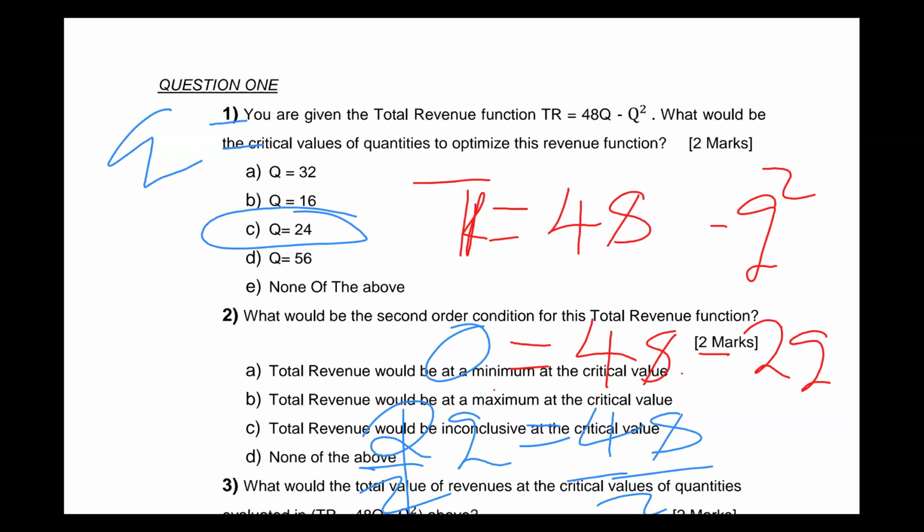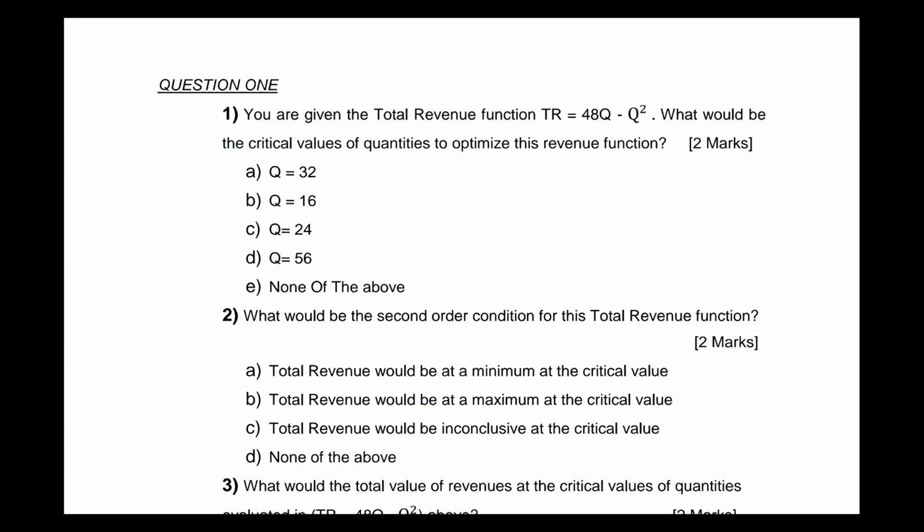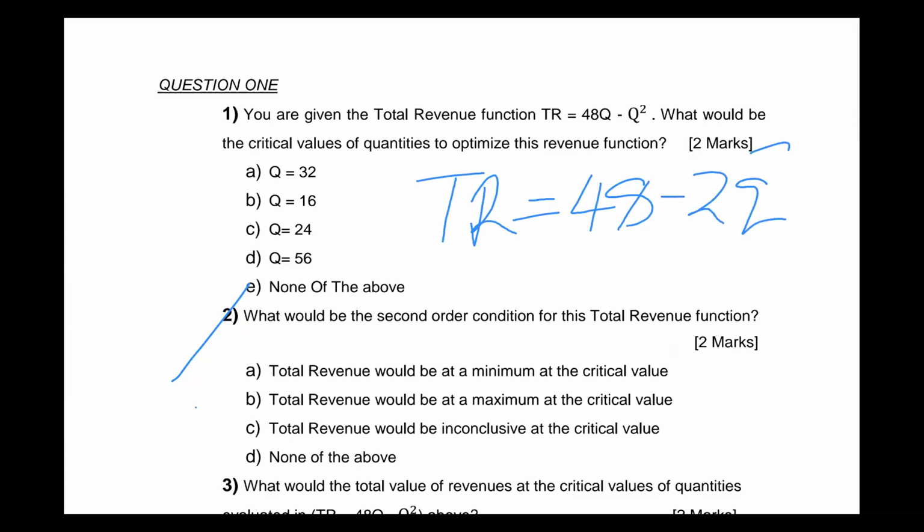The second question is asking. We are done with question 1. Second question, question 2. What would be the second order derivative for this total revenue function? Total revenue function is equal to 48Q minus 2Q squared. What will be the second derivative? This simply means you differentiate it for the second time, right? You are deriving it again.